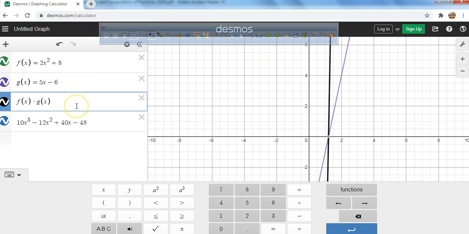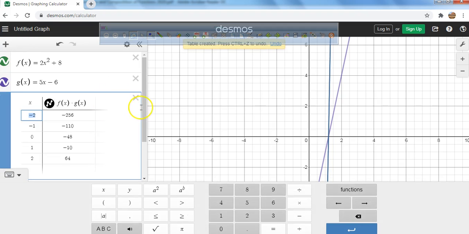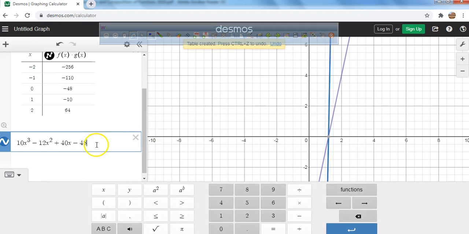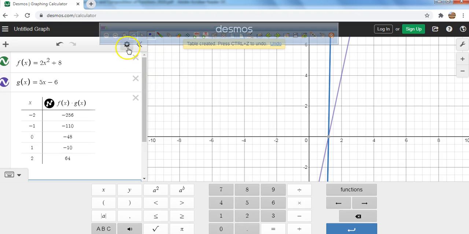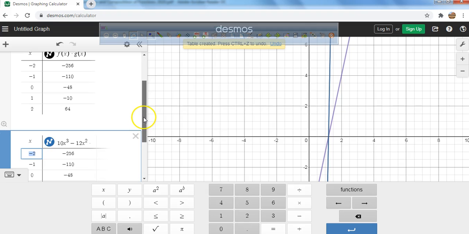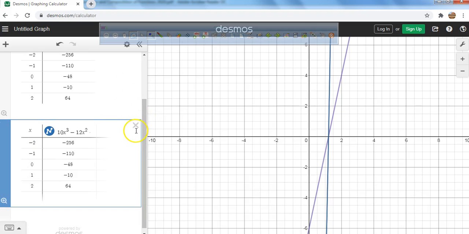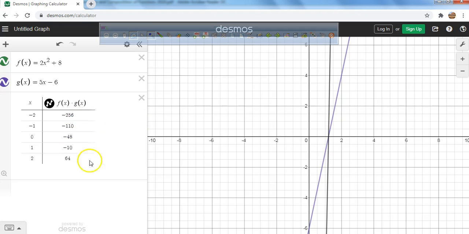All right, and then you can kind of see that these two line up perfectly with each other. You could even check a table to see if the tables match. You can see that these tables right here match. So that's what you can do to check your answer to see if things work or if they don't work.